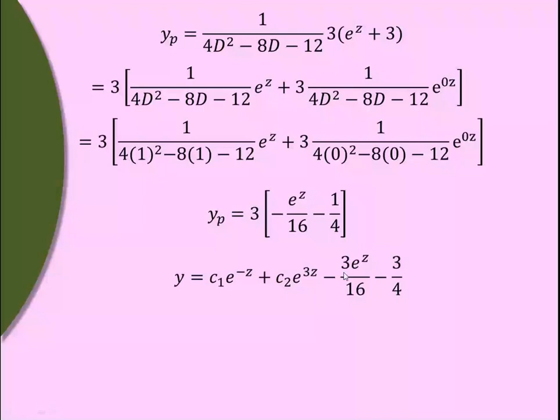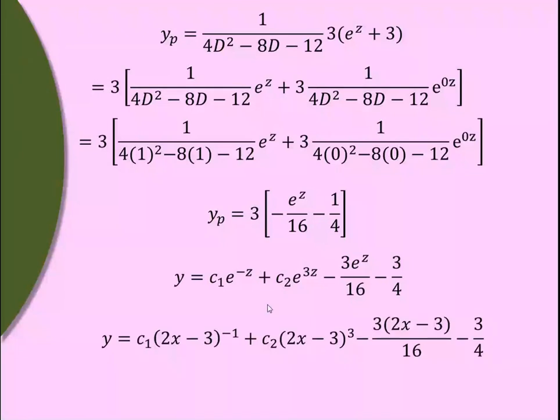But what will be e raised to 3z? E raised to 3z we can write it as e raised to z whole term cube. E raised to minus z we can write it as e raised to z whole term raised to minus 1. And then put the value of e raised to z over there. So e raised to minus z will be e raised to z raised to minus 1. Value of e raised to z is 2x minus 3. E raised to 3z will be e raised to z whole term cube. So that becomes 2x minus 3 cube. This e raised to z is 2x minus 3. Rest of the terms as it is. Okay, so this gives us the solution.